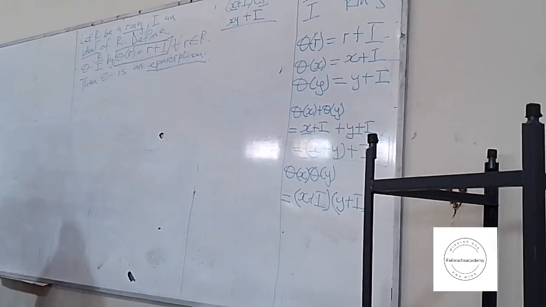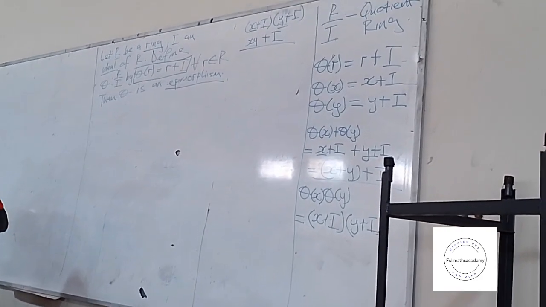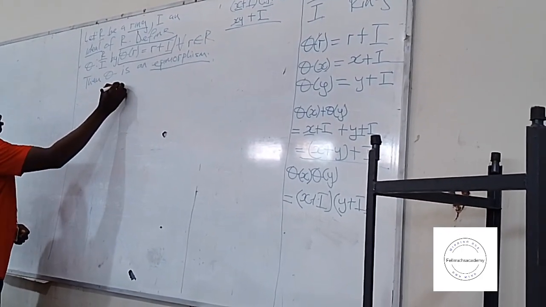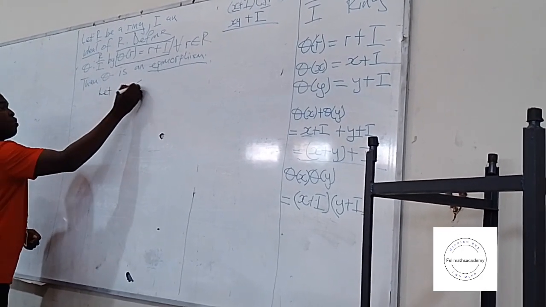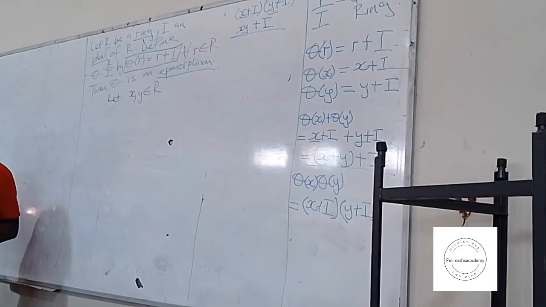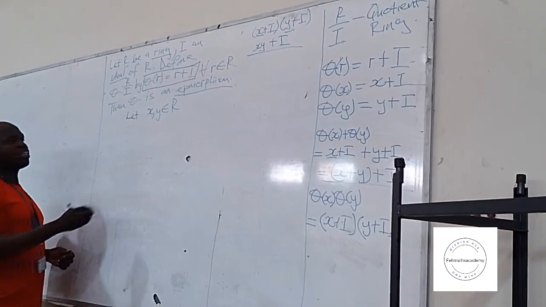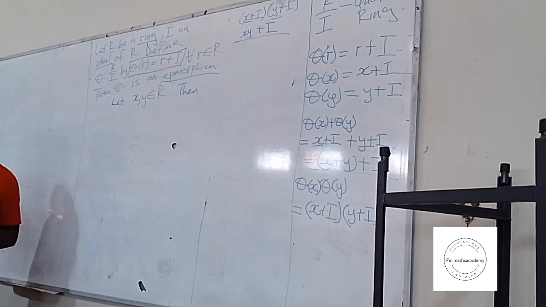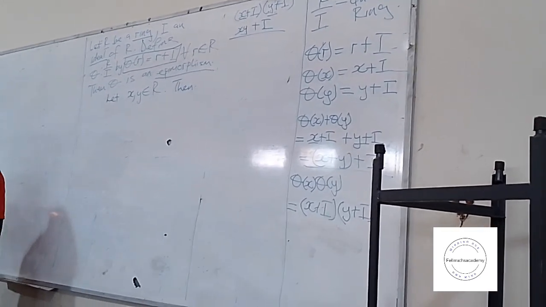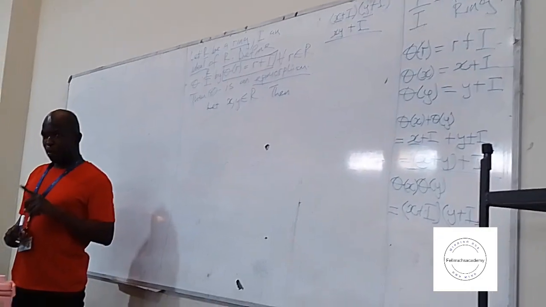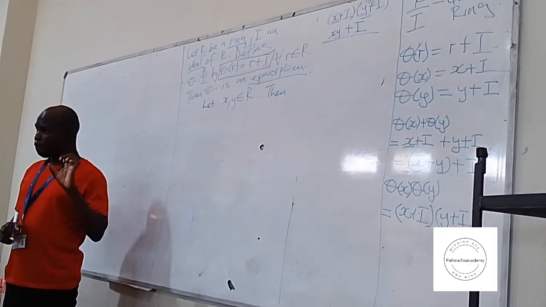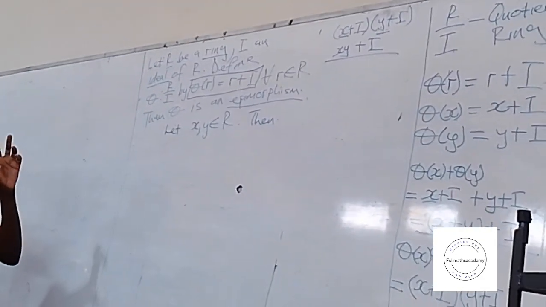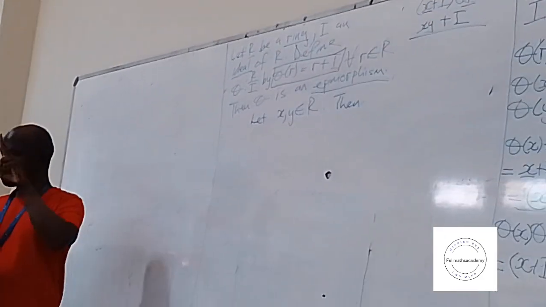We are choosing two abstract elements of R. Let x, y be elements of R. Then, to test homomorphism under addition, homomorphism under multiplication, and it defines homomorphism of rings.